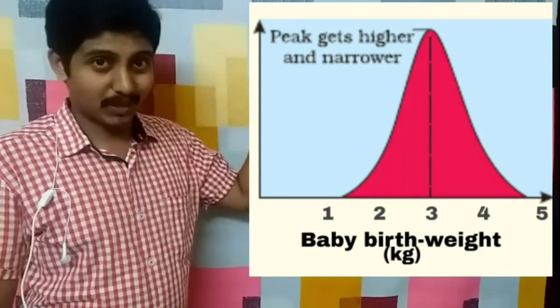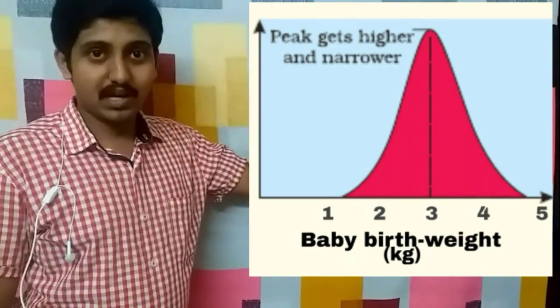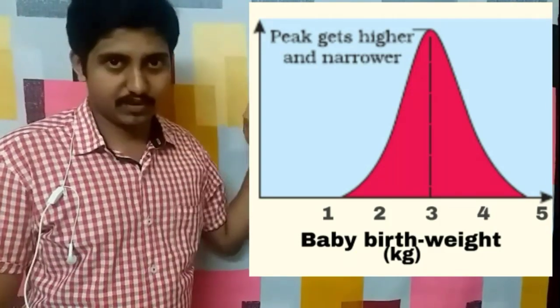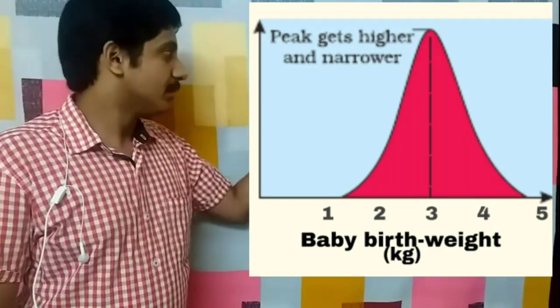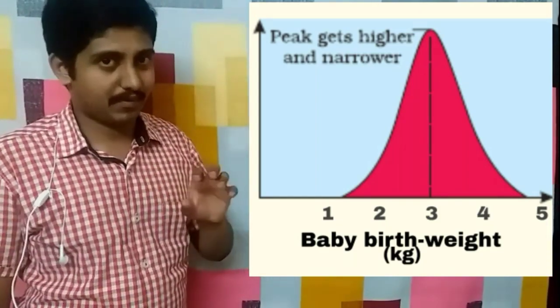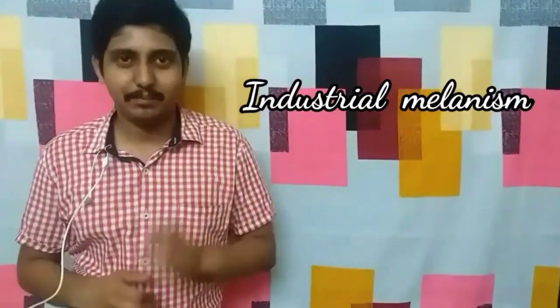So the peak population or peak survival rate will be in that weight group, that birth weight from 2 to 4 kilogram, and below 2 and greater than 4, there is less chance for survival. Now let's see an example for the directional type of natural selection, that is industrial melanism.